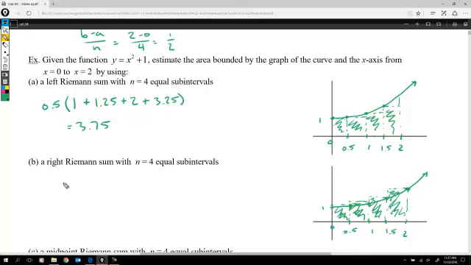Okay, so I want to find a right Riemann sum. So again, the width of each of my rectangles is 0.5. And then I'm just going to reuse some of these y values I already found. And then I just have to plug in 2 to my function. So 2 squared plus 1 is 5. And you add all that up, you get 5.75. Okay, so again, underestimate, this looks like it's going to be an overestimate, it's much bigger.